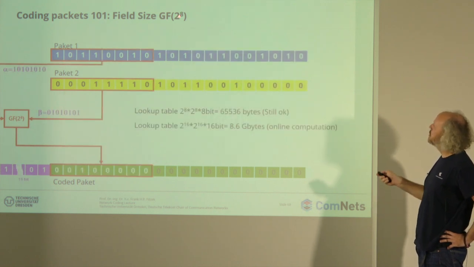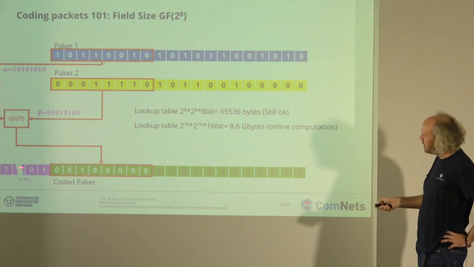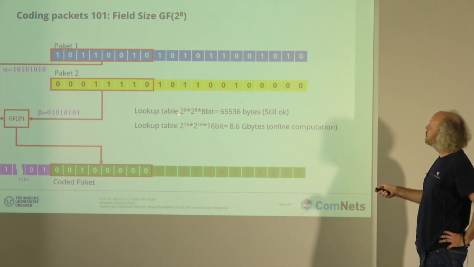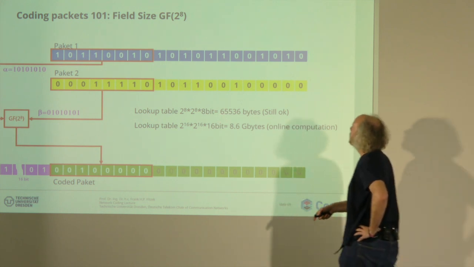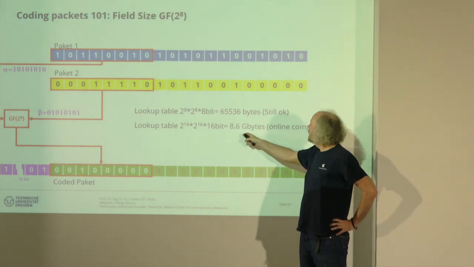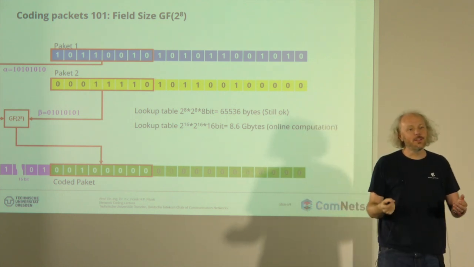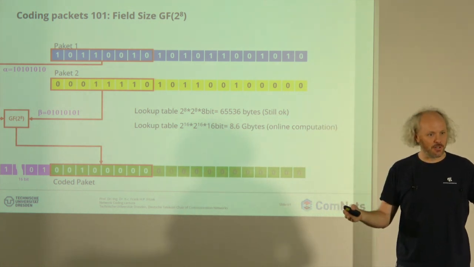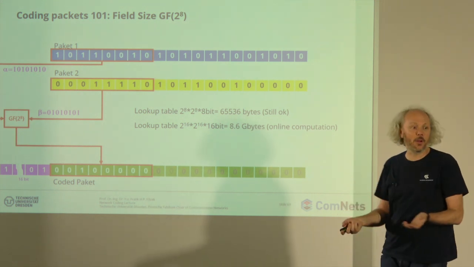We can even go higher, 2 to the 8. Now we have 8 bits here, 8 bits here, also 8 bits here and here. This means a 16-bit encoding vector. Now our lookup table is 2 to the 8 multiplied by 2 to the 8. That is 64 kilobytes. If you go even higher, you have 8.6 gigabytes even. So now it's not so good to put it in the pocket. It's huge. Especially if you have IoT devices that cannot carry this amount of lookup tables.